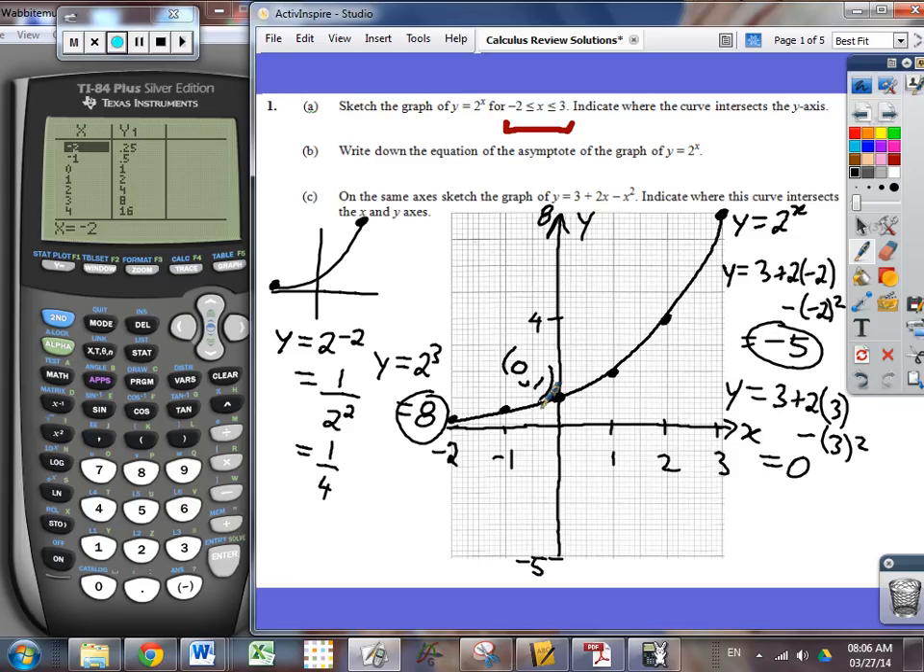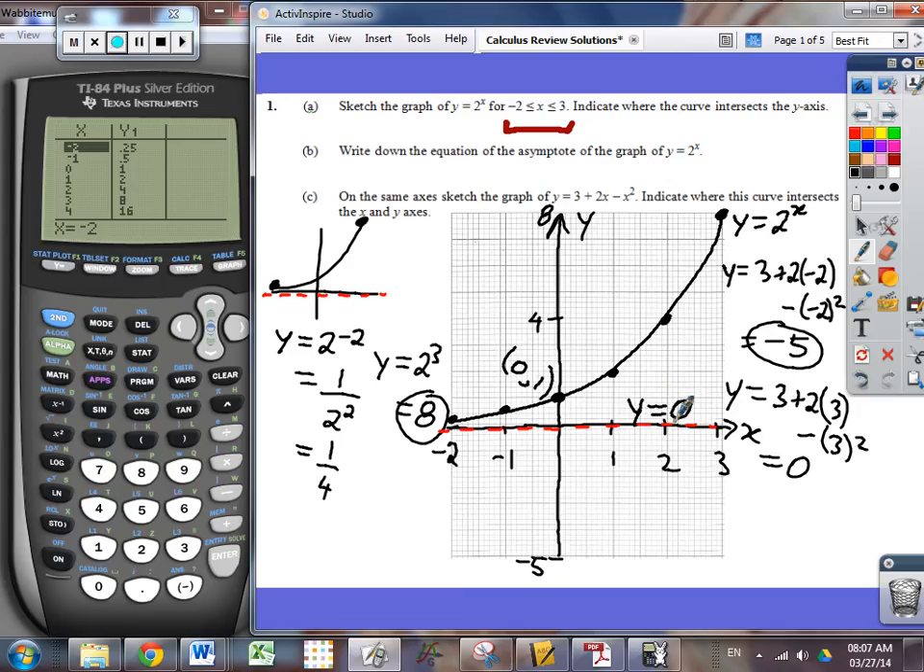Let's do part B. We'll write down the equation of the asymptote. I hope you remember that exponential functions have got asymptotes that are horizontal, and because we haven't shifted this one up or down, then the horizontal asymptote occurs right on the x-axis. So here's my horizontal asymptote, and its equation is y equals 0.